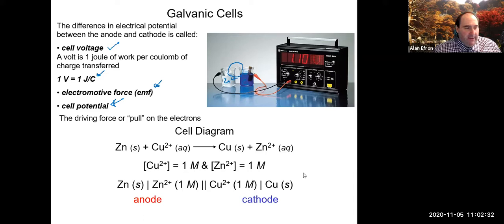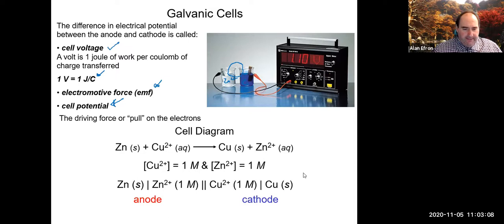Now, there's also another way that we commonly represent galvanic cells, and that is what is referred to as the cell diagram. And the cell diagram is a shorthand that is used to basically write what's happening with a galvanic cell. And it basically is a couple of different parts to a cell diagram. And let's take a look at how we get those parts.